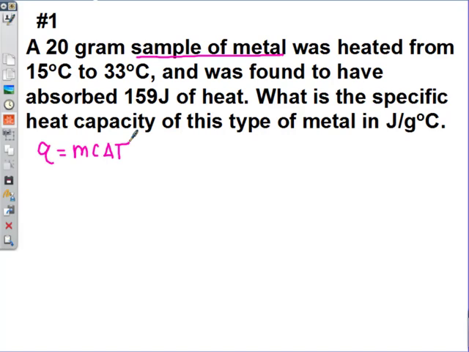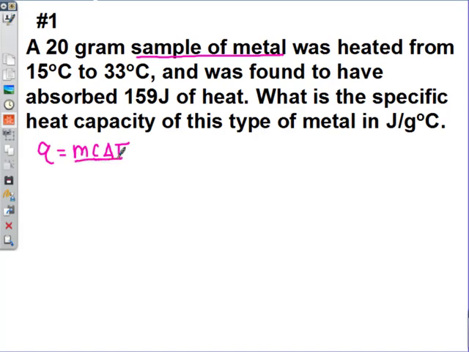It tells me how many grams I have. That's a mass. They tell me the temperature difference. So I have 2 temperatures. I'll subtract them in a minute. They give me the energy, 159 joules of heat, which is energy. And they're asking for what is the specific heat capacity of this type of metal. So they're looking for the specific heat. You have to know what letter represents what. So if I'm looking for the specific heat, that is C in my problem, letter C. So I need to solve for letter C first.